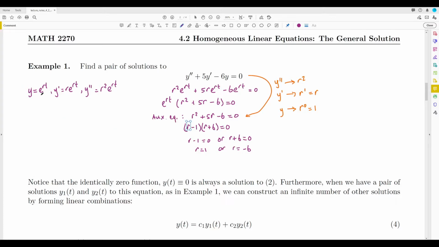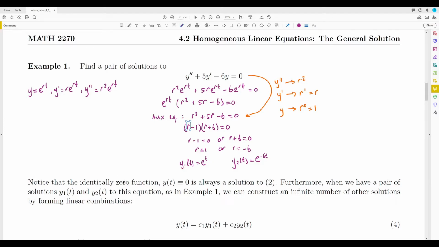And now we're going to plug that back in. The two solutions that we obtain are, on the one hand, y1 of t equals e to the power 1 times t, or just e to the t. And the other solution is y2 of t equals e to the power negative 6t. So those are two solutions to this differential equation.